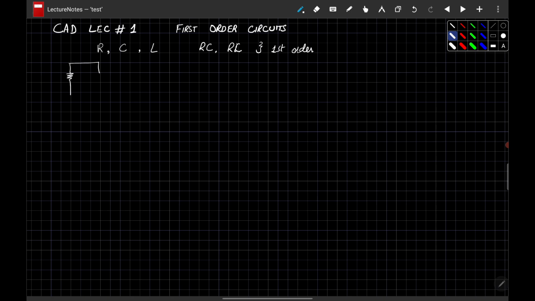There will be one resistor and one capacitor. There will be one inductor and one resistor. So these will be the circuits. If no source is connected in the circuit, the response of the circuit will be called the natural response. You can see that in both of the diagrams there is no source connected.